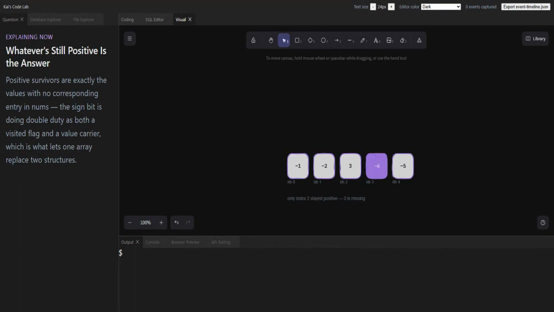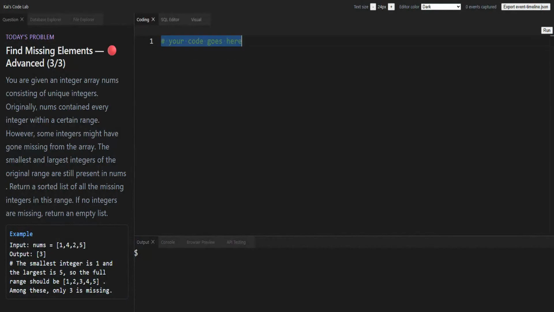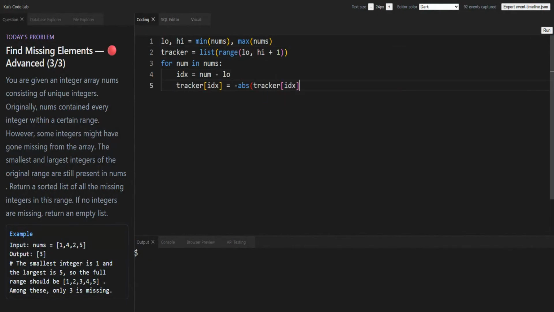The sign bit is doing double duty as both a visited flag and a value carrier, which is what lets one array replace two structures. Abs before negating is a detail that matters. Without it, a duplicate value would toggle the sign back to positive and silently produce a false negative. Since the problem guarantees uniqueness, this can't actually trigger here, but it's cheap insurance and worth knowing why it's there.